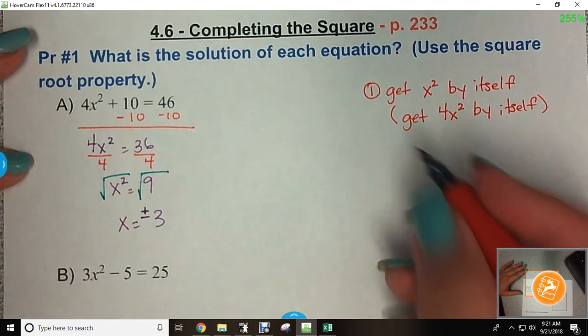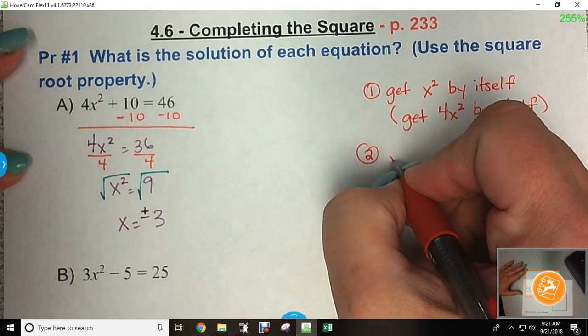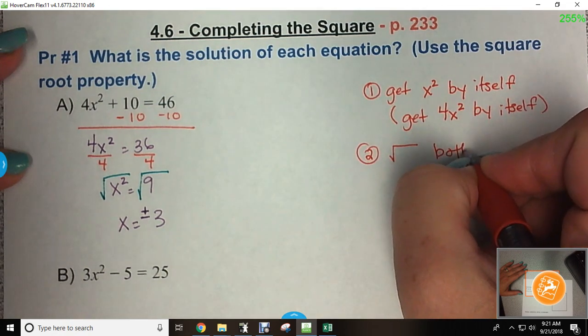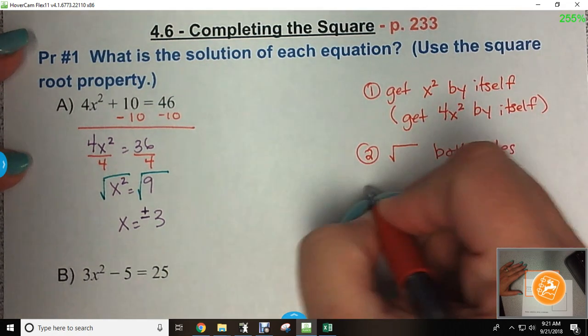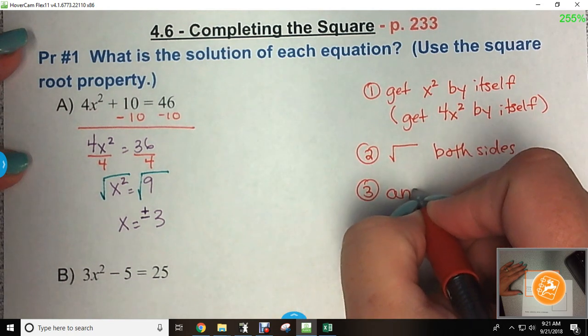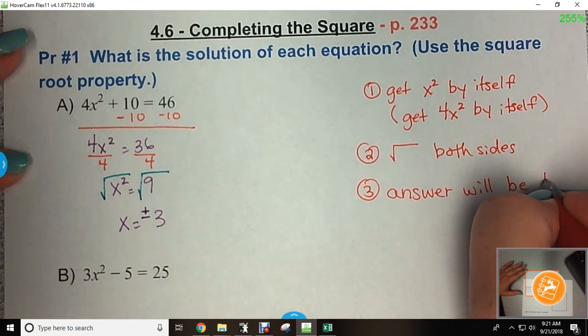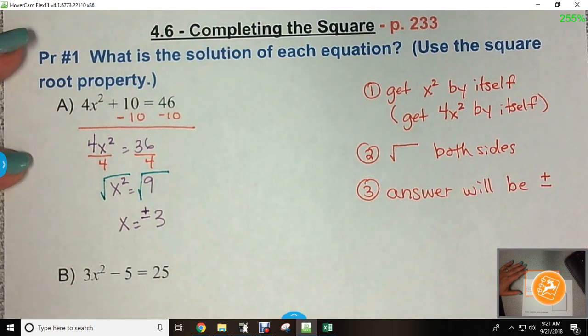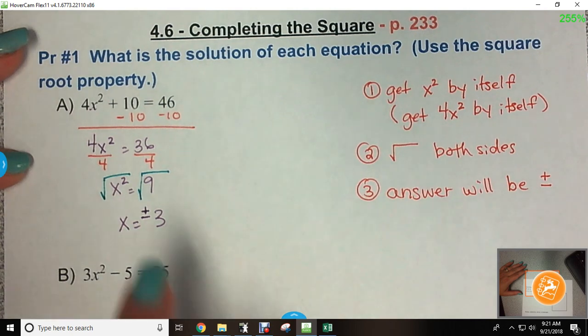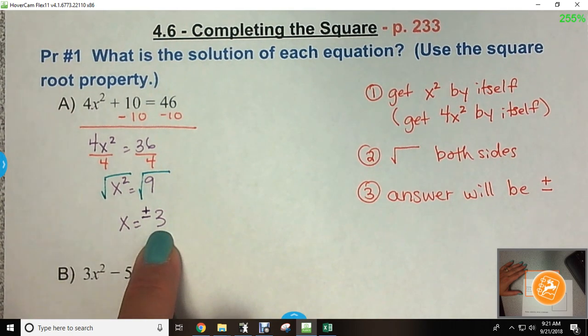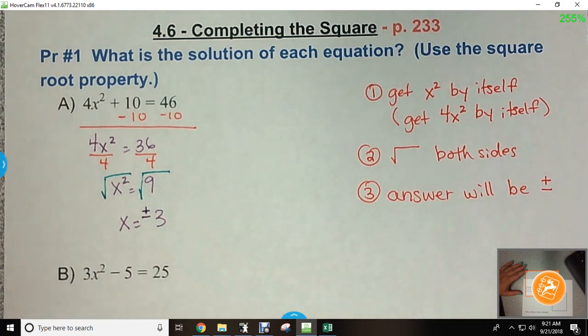Okay, so let's finish up our steps over here. Step 2, we're going to square root both sides. And step 3, the answer will be plus or minus always. When you use the square root property and take the square root of both sides of the equation, your number is always plus or minus. Always, always, always. Please don't forget. So this is my solution.